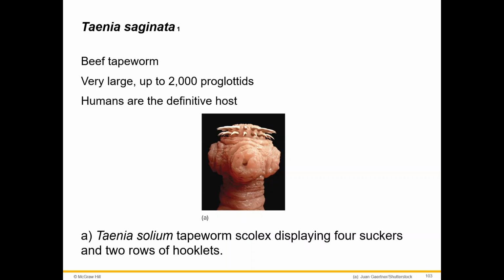And so you can get these guys in beef. These guys are going to be huge. They can have up to 2,000 different proglottids. And humans are the definitive host, the host in which they reproduce. That's what definitive host means. And so Taenia solium, this is what their particular species looks like under this beautiful micrograph. We have the suckers here, and then we have 2 rows of their hooks, or hooklets.